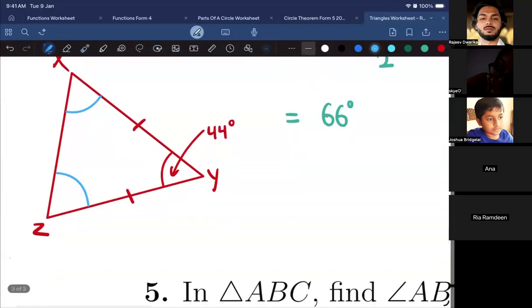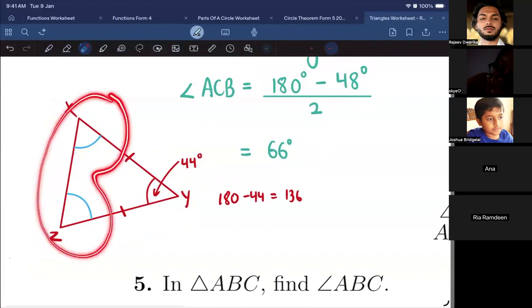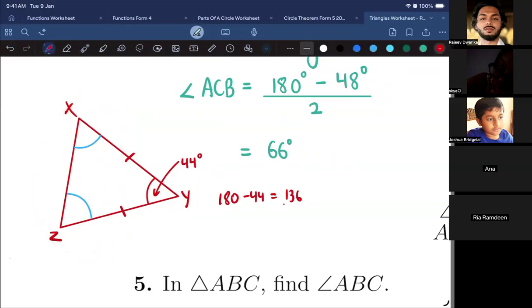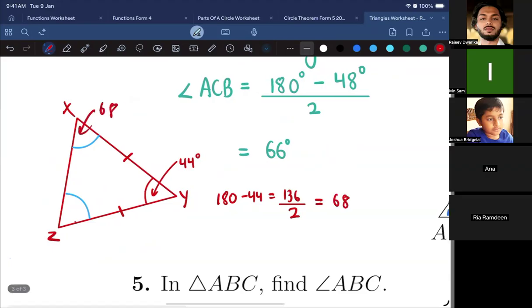All right, so let's take away 44 from 180. What's 180 minus 44? Yeah, 136. And wouldn't that 136 be the sum of the remaining angles? We know that the remaining angles are the same, so I could just divide 136 by 2. What's the answer? 68. Right. So this is 68, and this is 68. Anna, are you feeling good about that?